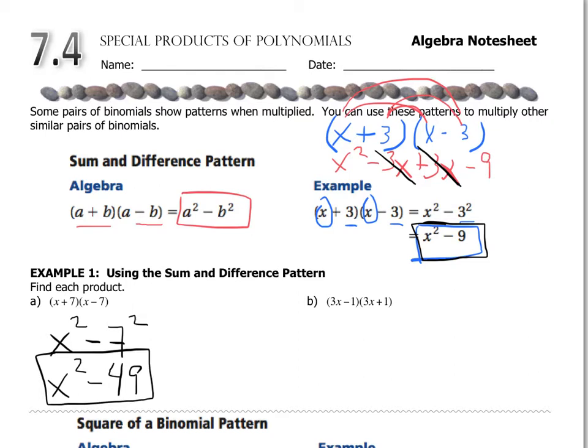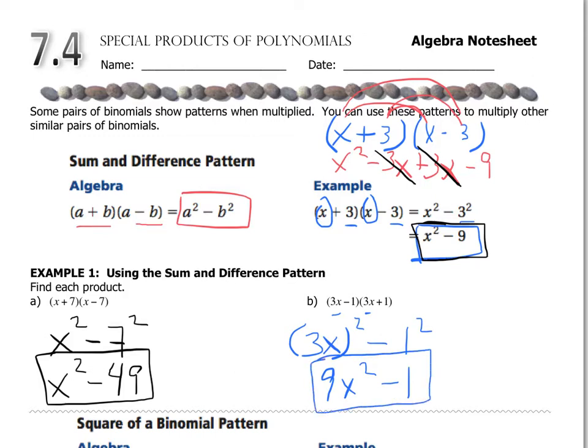Then looking at the next one, here's where we've got to be a little more careful. We are now taking the 3x, which is my a, and squaring it. So 3x, and we are squaring that whole term. We have a minus 1 and a plus 1, so we are subtracting 1 squared. 3x squared becomes 9x squared, and we are still subtracting the 1 to get 9x squared minus 1.